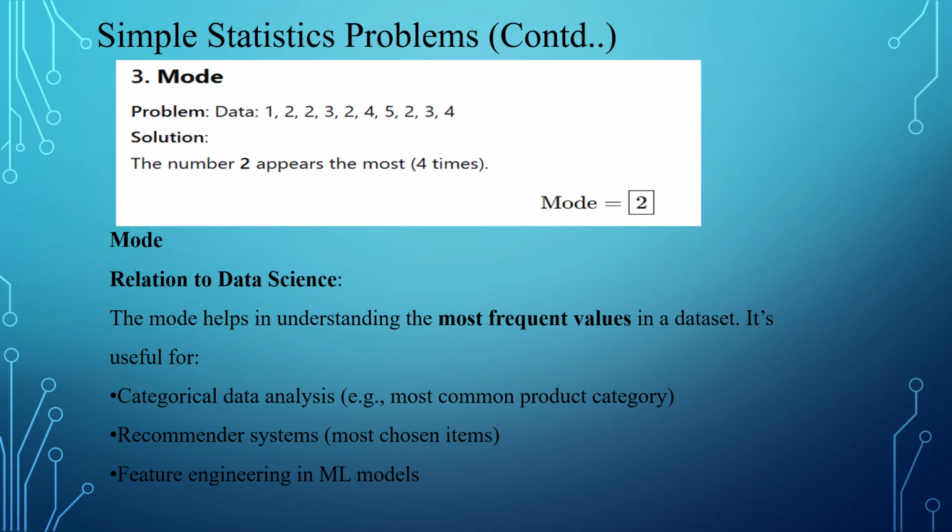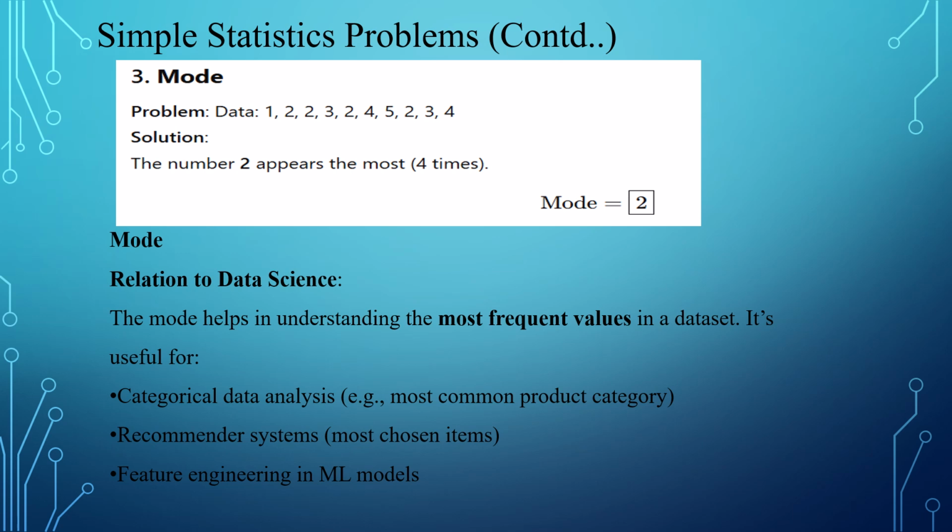Then third, mode value. Mode is a simple statistics problem. Mode means that in a huge set of numbers, the number that is repeated the most, or has the most occurrences, we call the mode value. Here we have 1 2 3 4 5. See, 2 is repeated 4 times, so the number with the most appearances is 2, so 2 is the mode value.